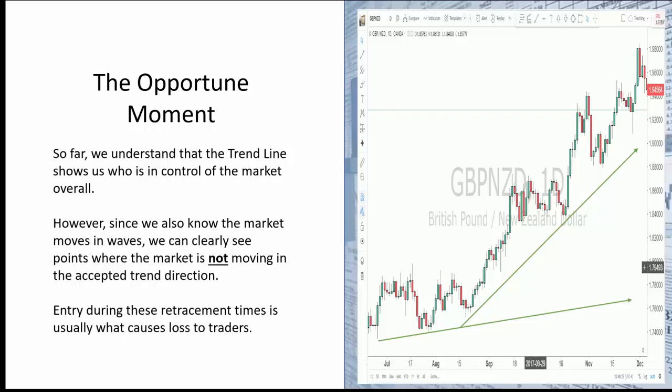But since we can see who is overall in control, then we can also see when they are not pushing the market in the overall direction of the trend, right? We can't say that the market is just moving in a straight line here in the bullish direction. We see that there are periods where it is moving in that direction and periods where it's either sideways or downright pulling against that overall trend direction. So these points where the market is not moving in the direction of the trend, these are known as retracements. And entering in during these retracements is usually what ends up costing traders.